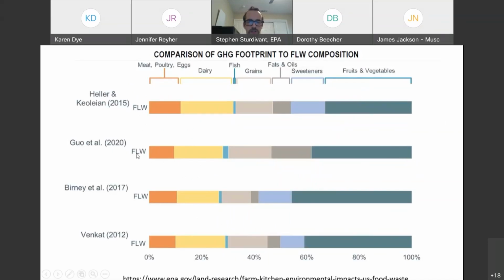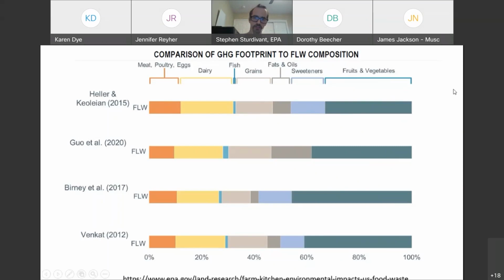So what does food waste look like? What is it made up of? Here are different food categories that make up the food waste. You've got meat, poultry, and eggs. You've got dairy, a little bit of fish, grains, and so on, fruits and vegetables. These come from different sources. And this graph comes from an EPA Office of Research and Development report that just came out, and you have a link here at the bottom to take a look at that report. It's got a lot of great information.